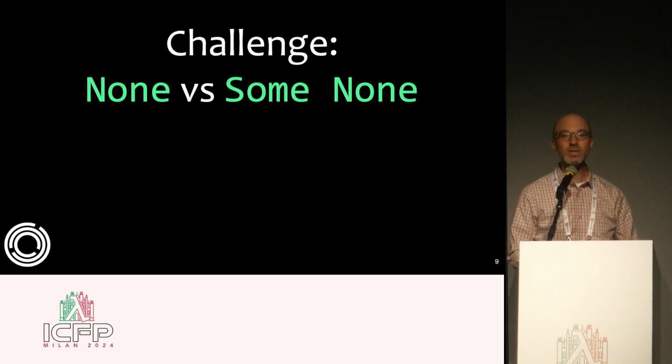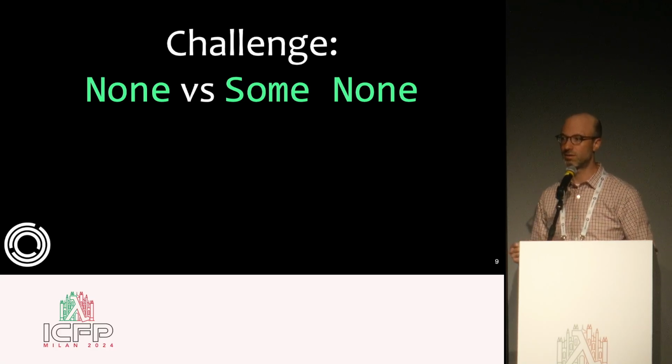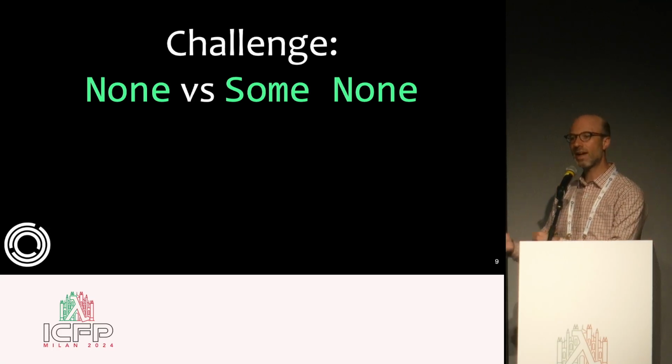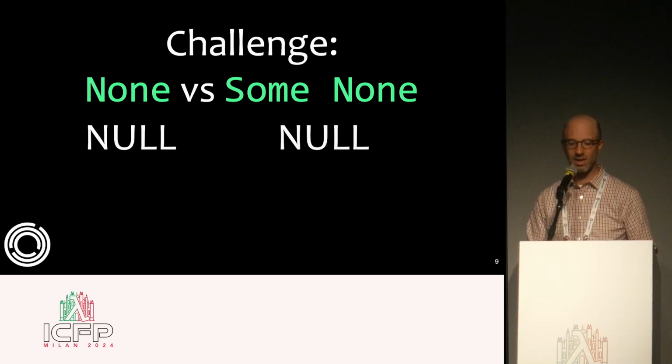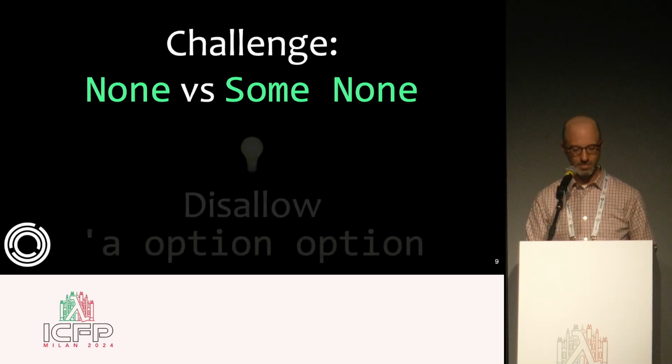We still have yet another challenge. And that is that we need to tell the difference between none and some none, right? Because I was saying earlier that some of x is going to have the same representation as x. So that means that if none is represented by null, then some none, according to that logic, also has to be represented by null. And this looks like a problem.